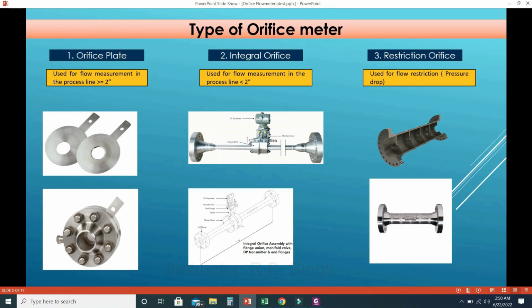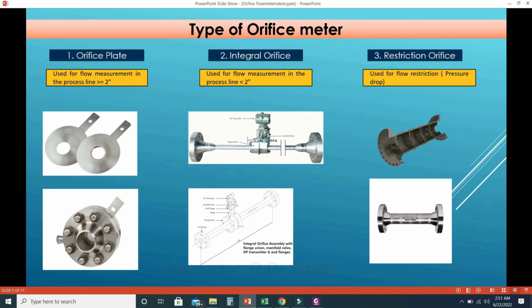Sometimes we require to measure the flow. Sometimes we require to restrict the flow. Sometimes pipe sizes can be more than 2 inches and sometimes it can be less than 2 inches. So in these various applications we can use orifice plate, integral orifice and restriction orifice as applicable.